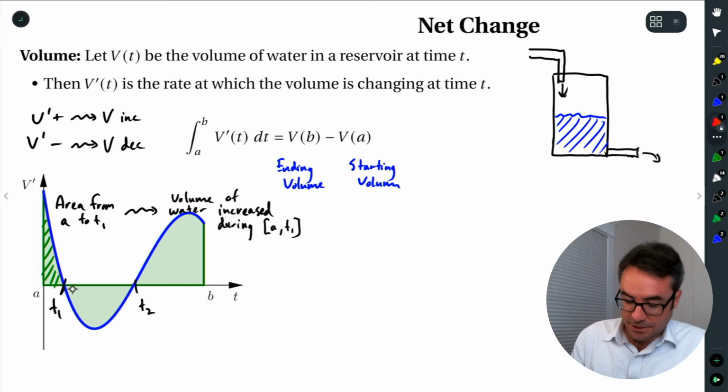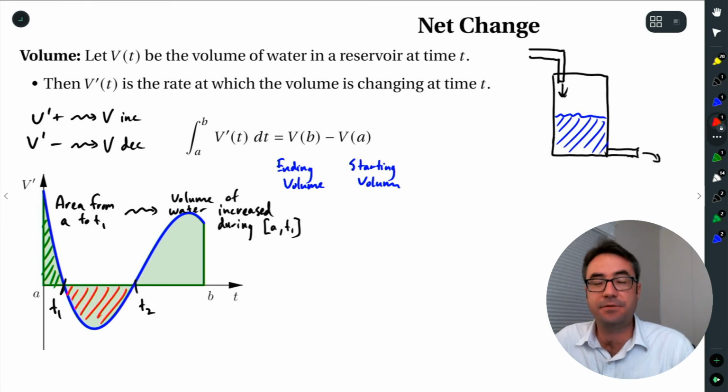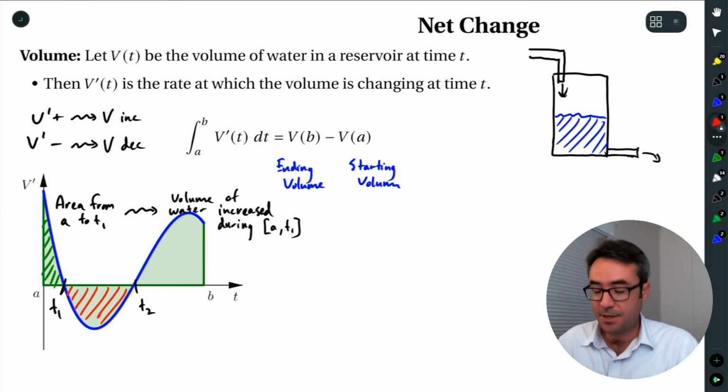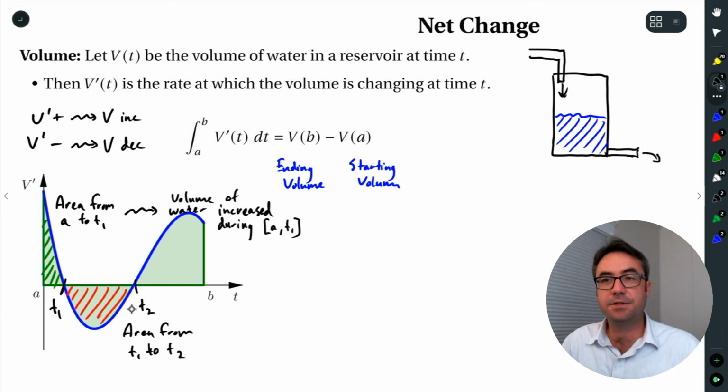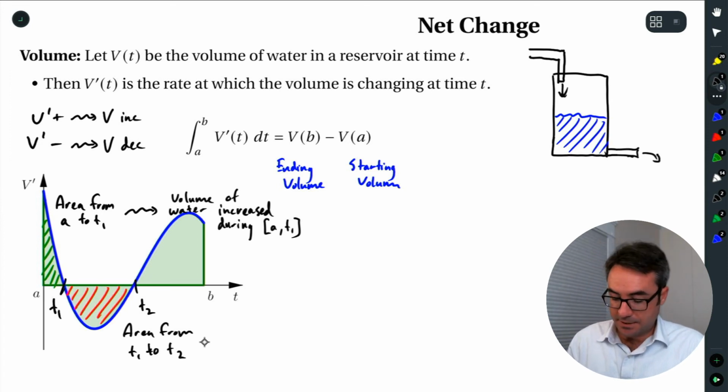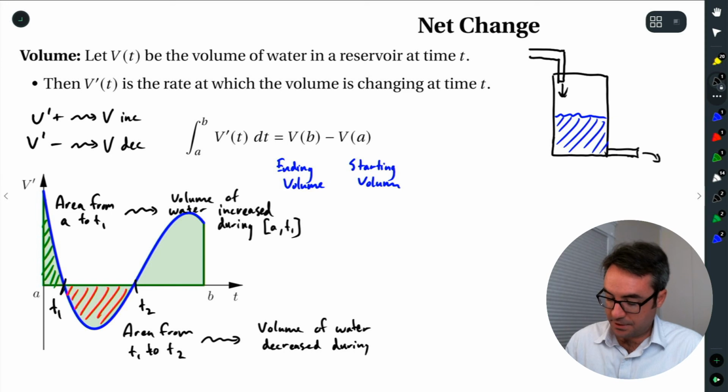Now, if we were to look at this section right here, this region of the graph is below the horizontal axis. So if we could calculate the area for this shaded region, what this represents is the volume of water that we lost, or that was decreased, during the interval from T1 to T2.